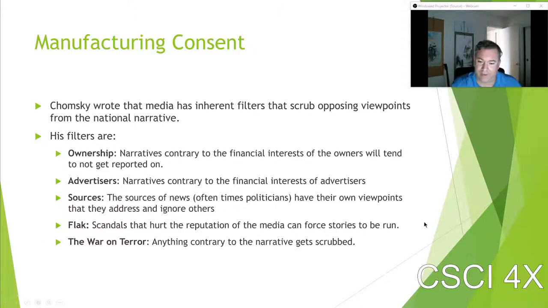Scandals that hurt the reputation of the media. So there's actually a couple different kinds of flack, but an interesting thing is, flack is when people push back against the media, when people get mad at the media, right, for pulling some stunt. Then that makes the media look bad. And so they can be afraid to run a story because of the flack they'll get. But also, flack can force stories to be run, right?